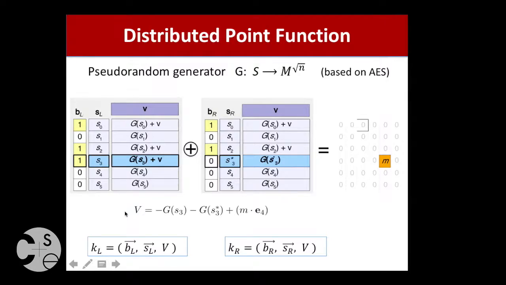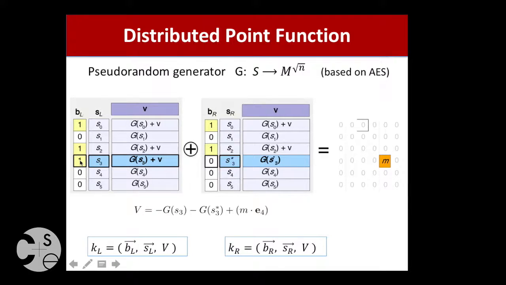So the structure is going to look as follows. Say we're trying to hide the message in this position in the square. You notice everything is 0, except this one entry is the value m. This is why it's a point function. And so let's see how we do it. Basically, the two binary vectors BL and BR are identical, except that in position 4, in the 4th row, I guess we start at 0. So if we start at 0, it'll be the 3rd row.